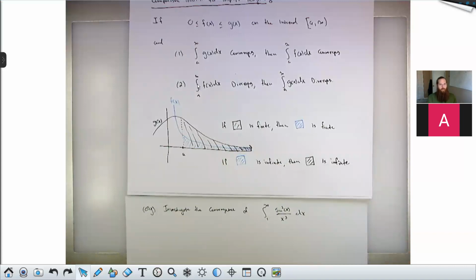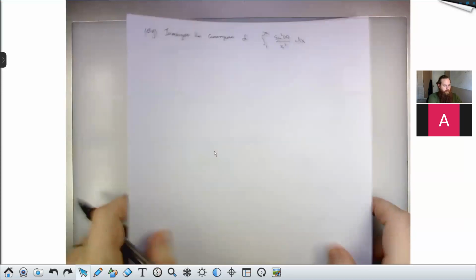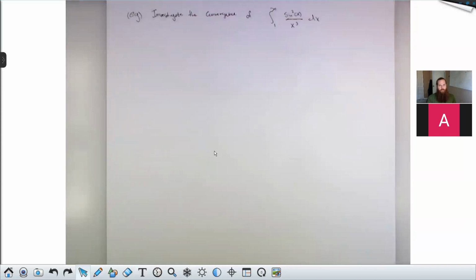Are we all done writing down the theorem? Can I remove this page? Any no's on that? Okay. So I want to know whether the integral from 1 to infinity of sine squared x over x cubed converges or diverges, right? Investigate the convergence. Tell me whether it converges or diverges.